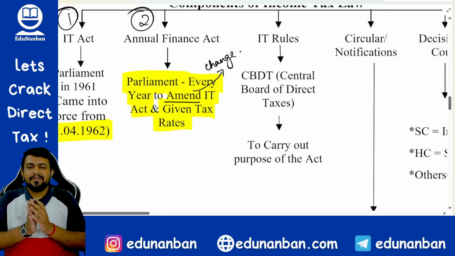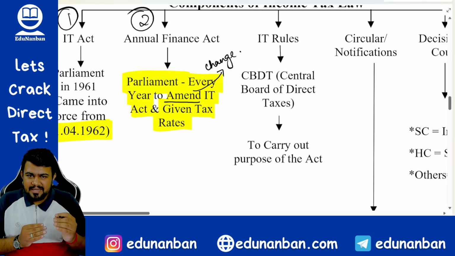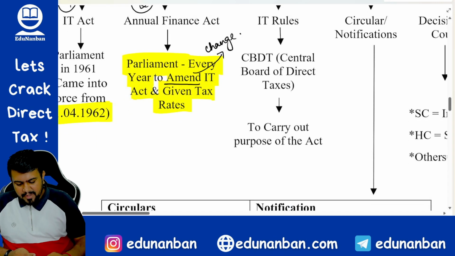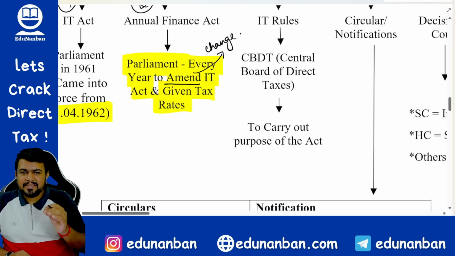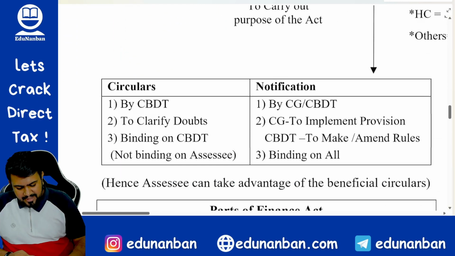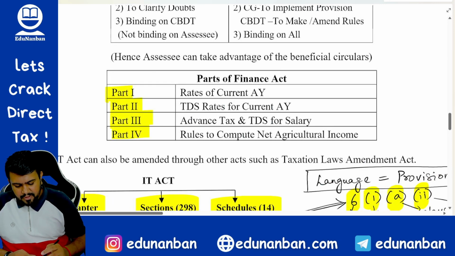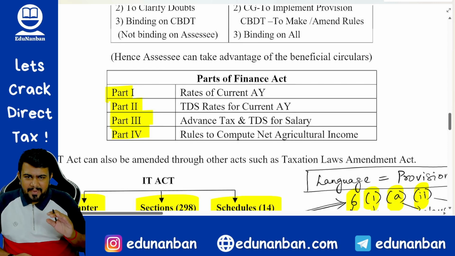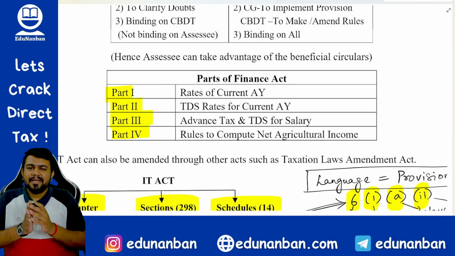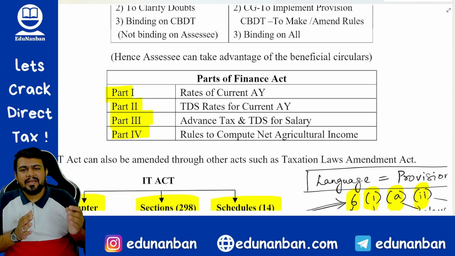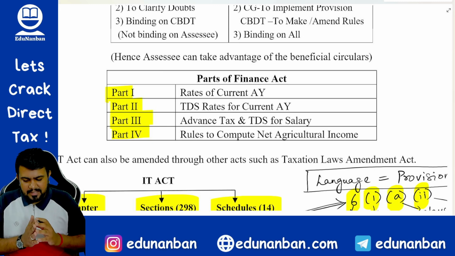So what is the Finance Act? Finance Act is passed every single year by the Parliament, and the purpose of the Finance Act is to change the Income Tax Act and also to give the tax rates. The Finance Act contains several parts: Part 1, Part 2, Part 3, Part 4. However, I am not going to explain these parts now. First, let me take the relevant concept, and after that you will be able to understand these parts.